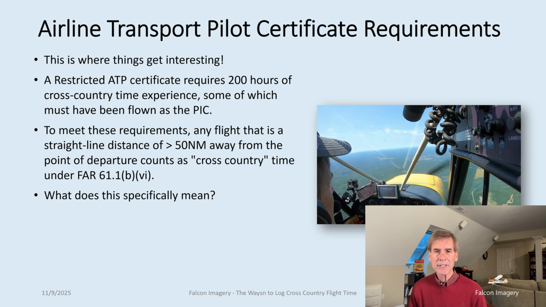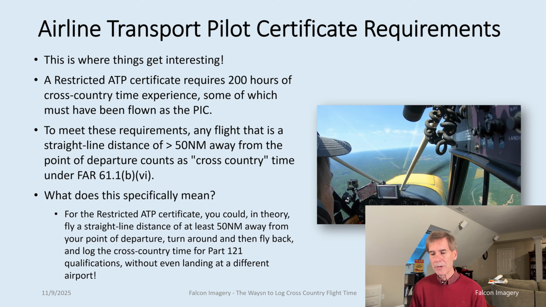So what does this specifically mean? For the restricted ATP certificate, you could, in theory, fly a straight line distance of at least 50 nautical miles away from your point of departure, turn around, and then fly back to the airport that you took off from and log the cross-country flight time under Part 121 qualifying cross-country flight hours, without ever landing at that other airport.